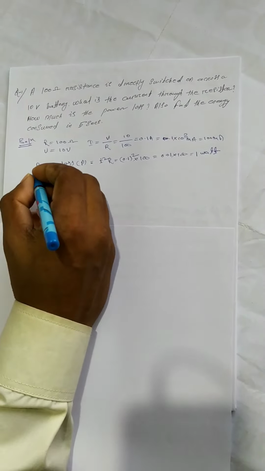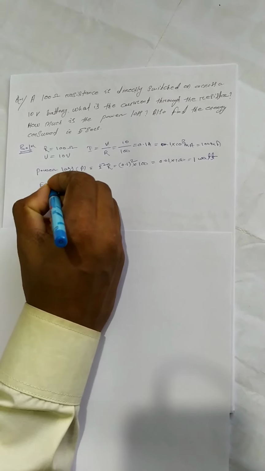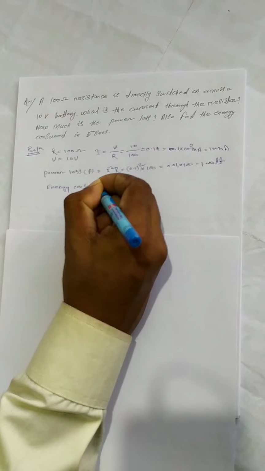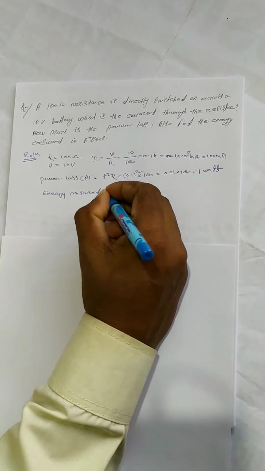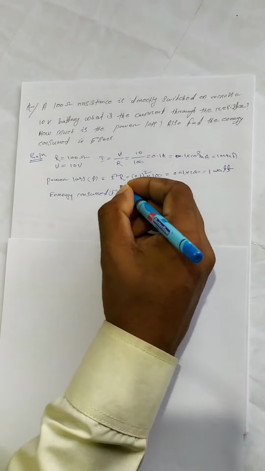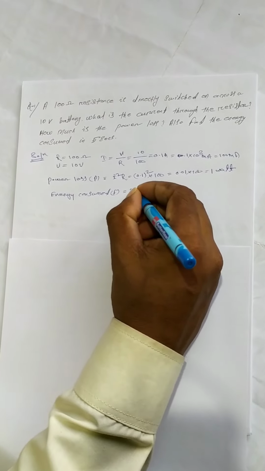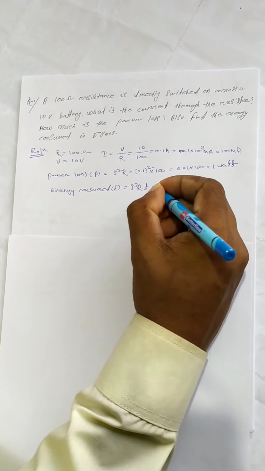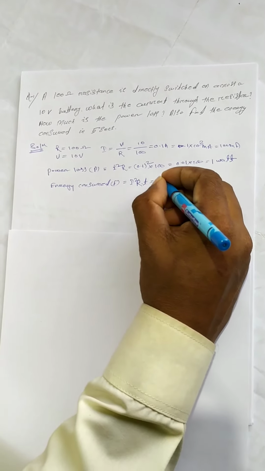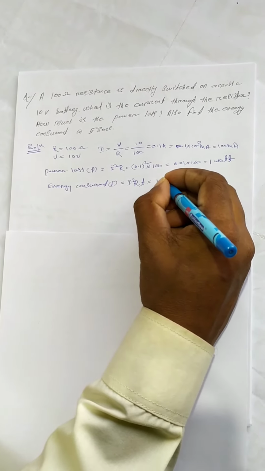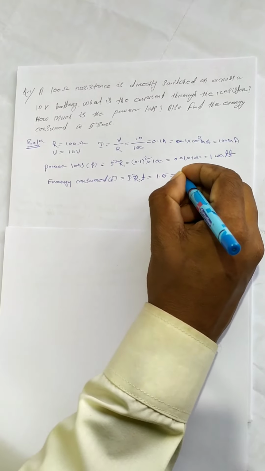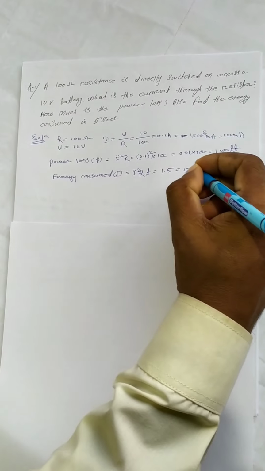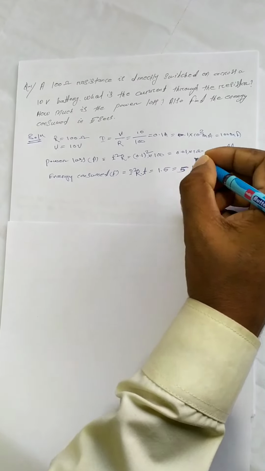Next, energy consumed. Energy consumed E, we know energy is equal to multiplication of power with time, I square R T. I square R is 1, time is given 5 seconds, which is equal to 5 joules. Energy equal to 5 joules.